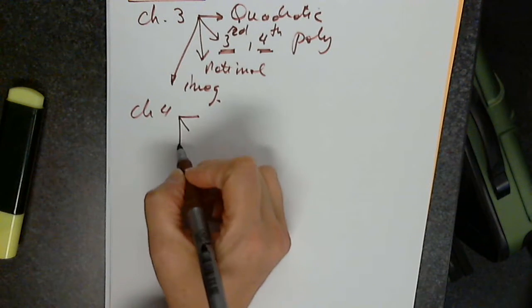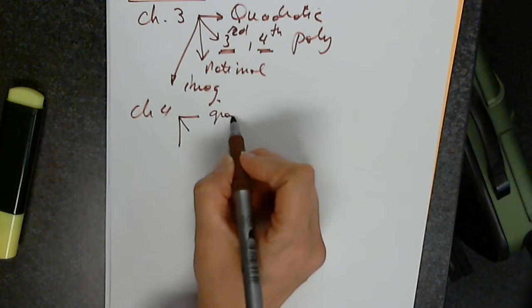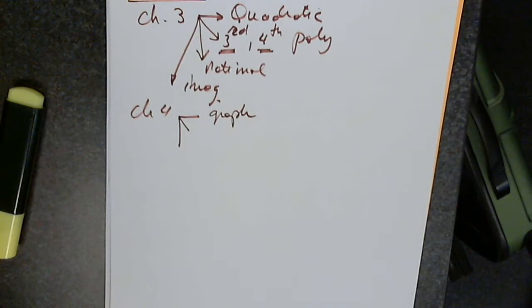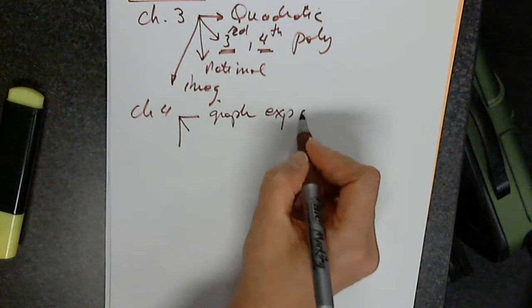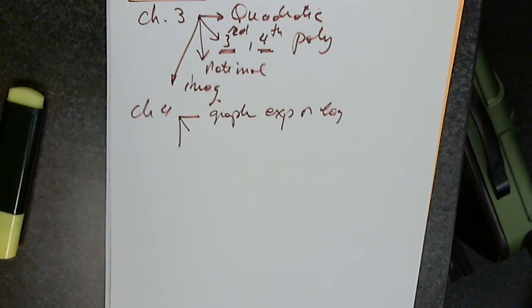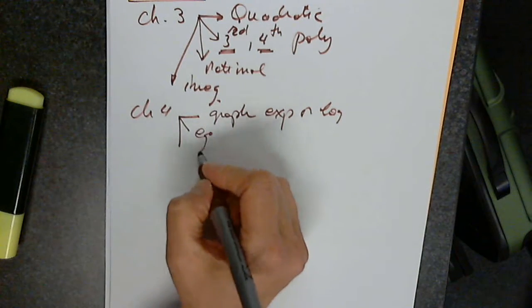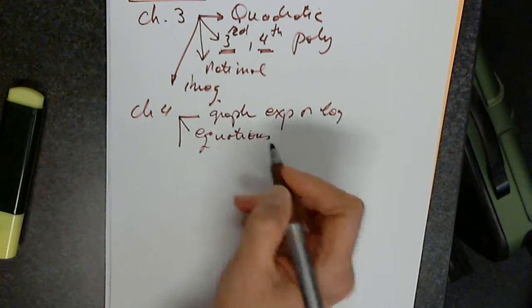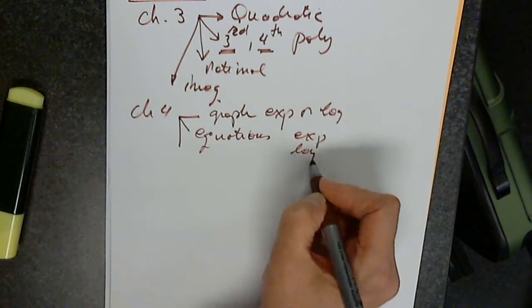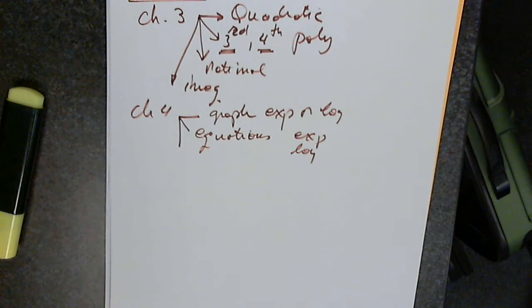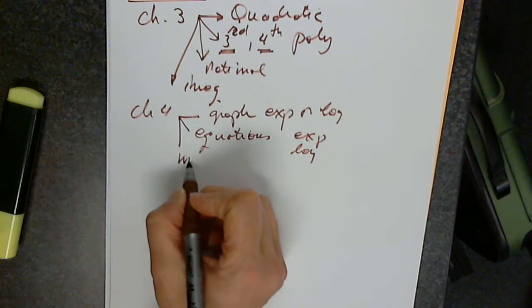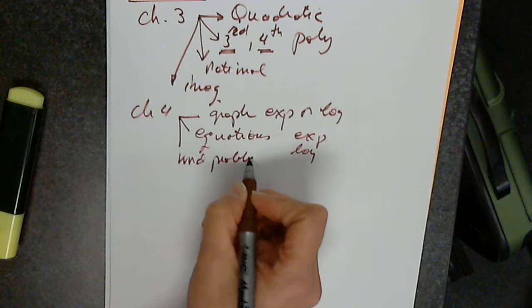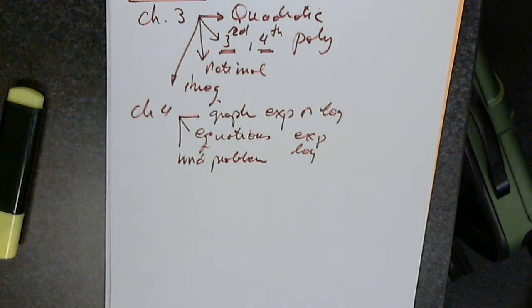In chapter 4, you should expect a graph of a log or exponential. You should expect equations, exponential and log equations. And you should expect a word problem. I can't think of anything else.